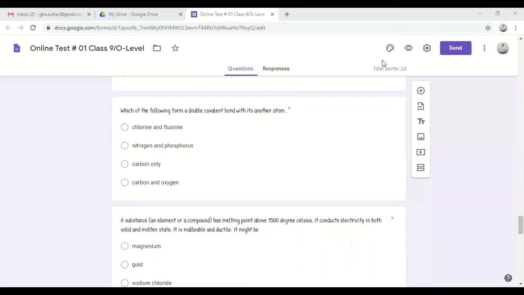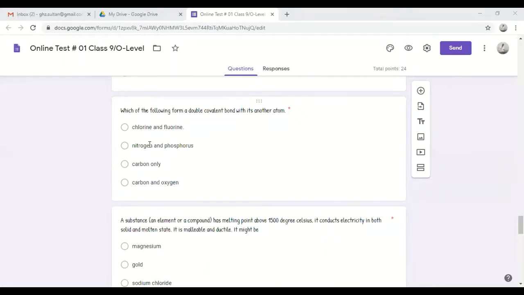Which of the following form a double covalent bond with another atom? Chlorine and fluorine may not be the answer, because chlorine and fluorine belong to group 7, which requires only one electron. A double covalent bond is possible when an element requires at least two electrons. Nitrogen and phosphorus: yes, nitrogen is the correct answer, but phosphorus is wrong.